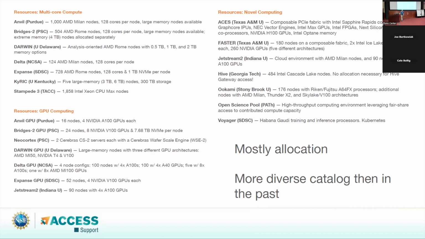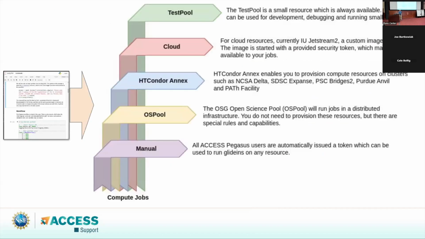It's just different systems. So we have systems like Voyager, which is at SDSC. That's a Kubernetes cluster. And we have the OS pool in here. We have the path facilities on NAIRR. And we have cloud resources like Jetstream 2. And the point here is that there's not one glidein that fits all these resources. We need different ways of starting the glideins, targeting the different types of resources that we want to go to.